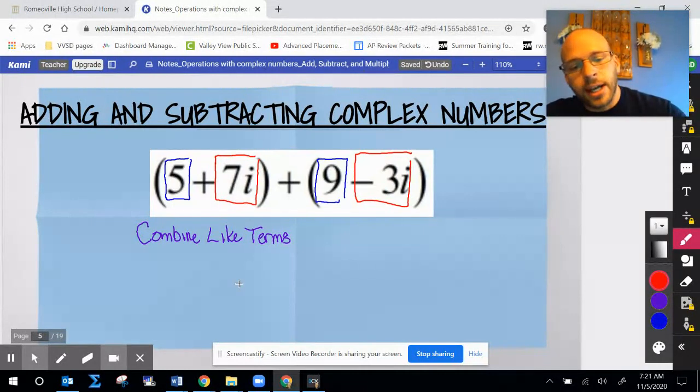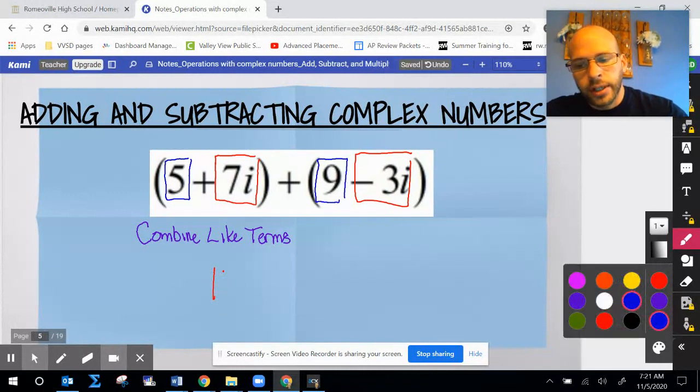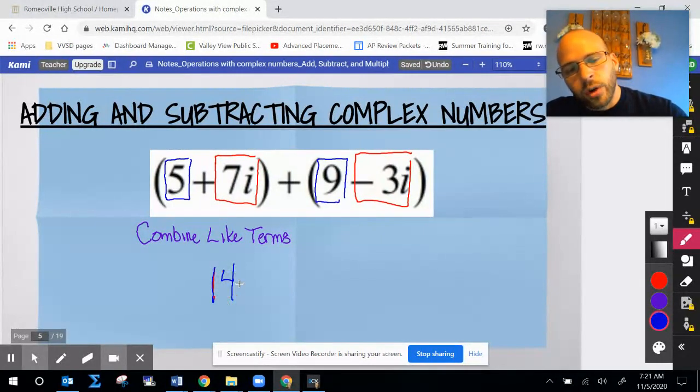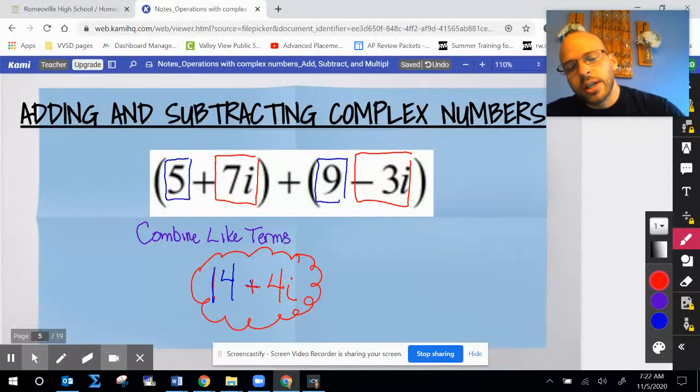So if I do 5 plus 9, I'll do that in blue. Hang on, let's change colors. I get 14, and then 7i plus -3i. 7 plus -3 is 4. We'll do that in red. 4i, right? And then this is my solution. Now you can't combine the 14 and the 4 because, again, you can't combine real and imaginary numbers together with addition or subtraction. We're just combining like terms. Think of it like a variable, right? We're just combining the terms with the same variables.